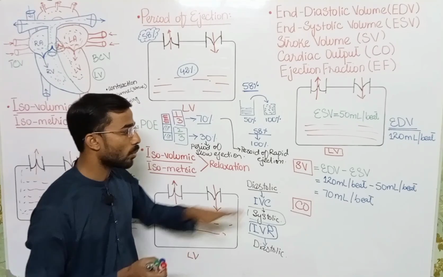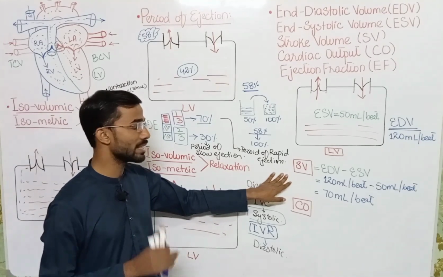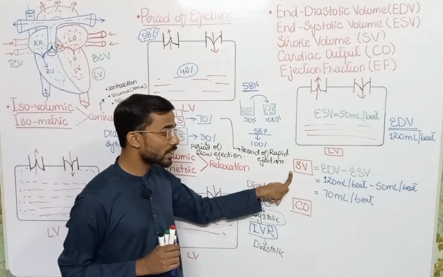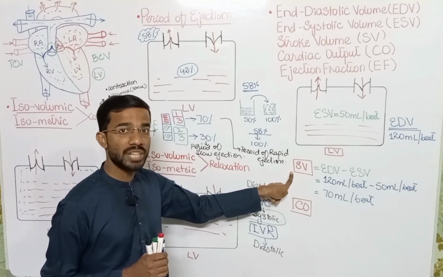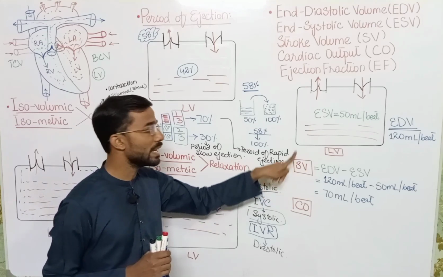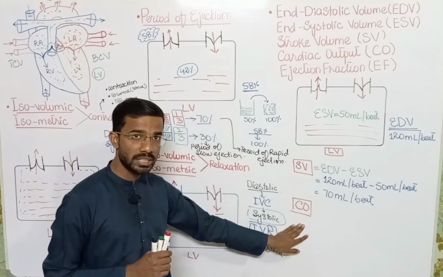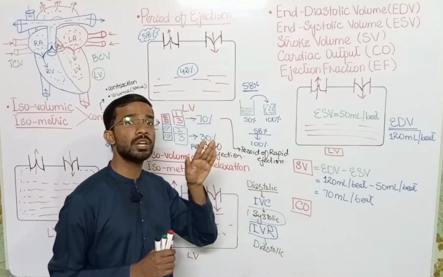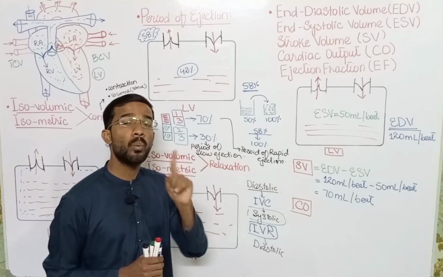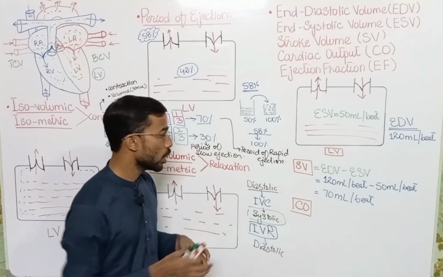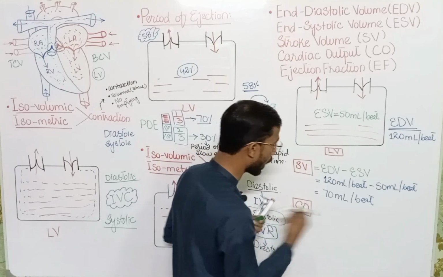They are quite similar, but there is a difference between them. Stroke volume is the volume that is ejecting from the left ventricle in one beat. Cardiac output is the ejection of the blood in 1 minute. I am talking about 1 minute. So I can also calculate the cardiac output.